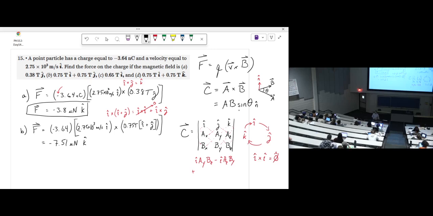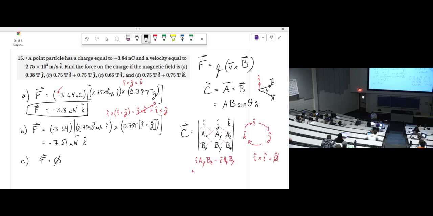Yeah, if there's any component of v that is parallel to the magnetic field, it experiences 0 force. Which is evident here in part C, right? What's the force on the charged particle? It's 0, right? Because I have a velocity in i, and my charged particle is also moving in i. So 0 force.